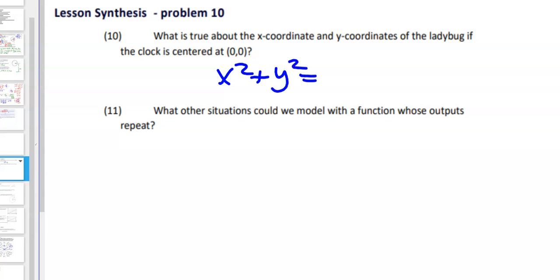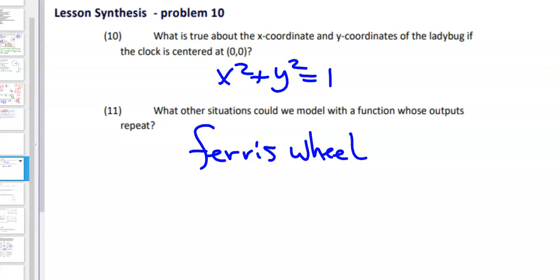is that the relation between x and y for the ladybug problem, if you have a radius of 1, is the Pythagorean theorem. So if I know x, I can find y as long as I know what the radius is. Other situations that have this repeating pattern, there's lots of examples, but I'm just going to give you one for right now, but we have a Ferris wheel. So think about a Ferris wheel, every so many minutes it returns back to the bottom.